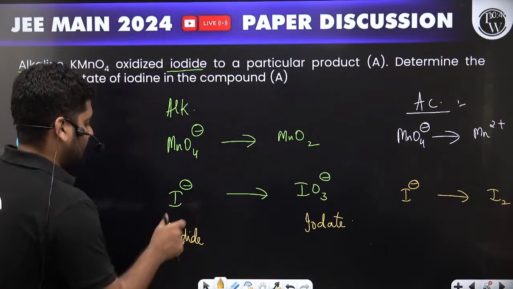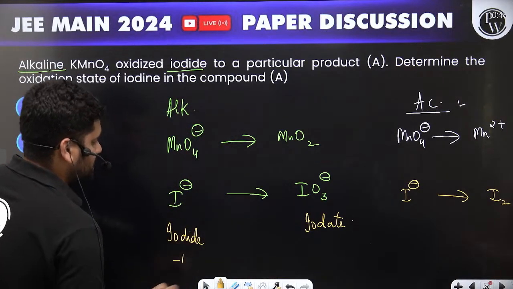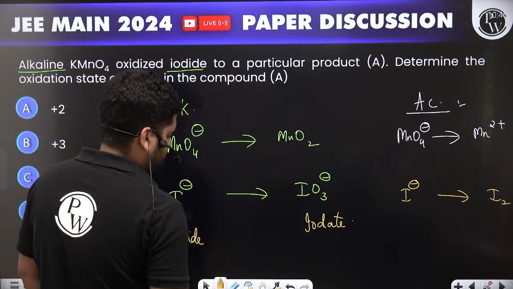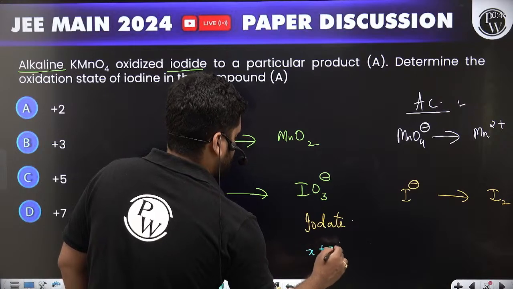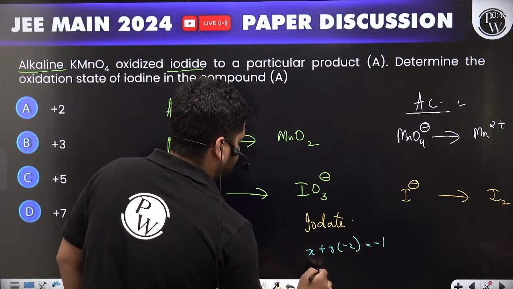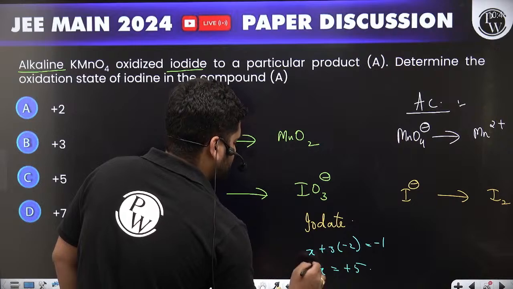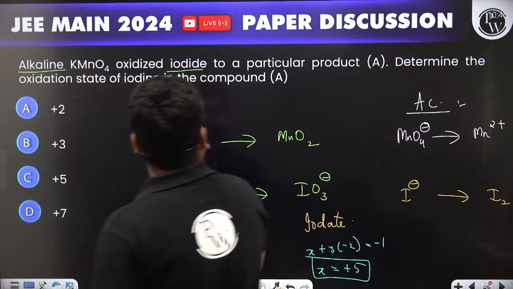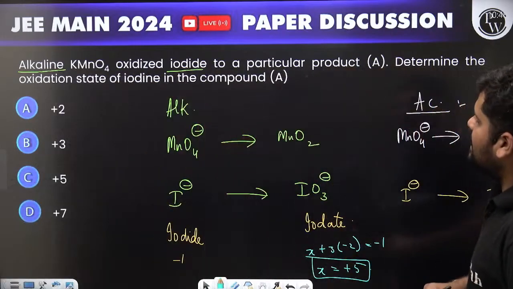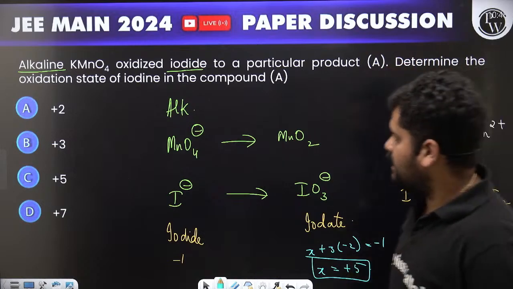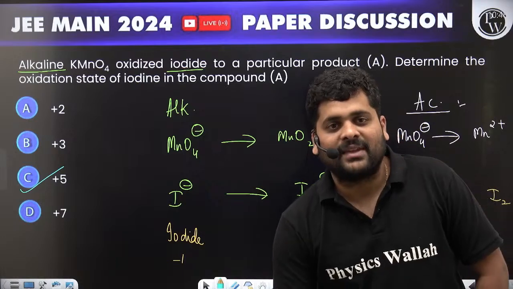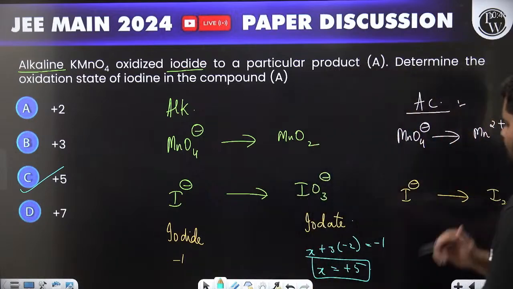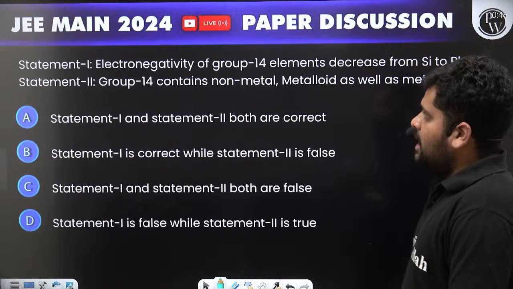So we have iodate here, the charge is -1. Calculate the oxidation state of iodine over here. It is going to be x plus 3 into -2 is equal to -1. x is equal to +5. So the oxidation state of iodate ion has been asked. So the oxidation state is going to be +5. Right? Clear? Everyone? Now, moving on to the next question after this.